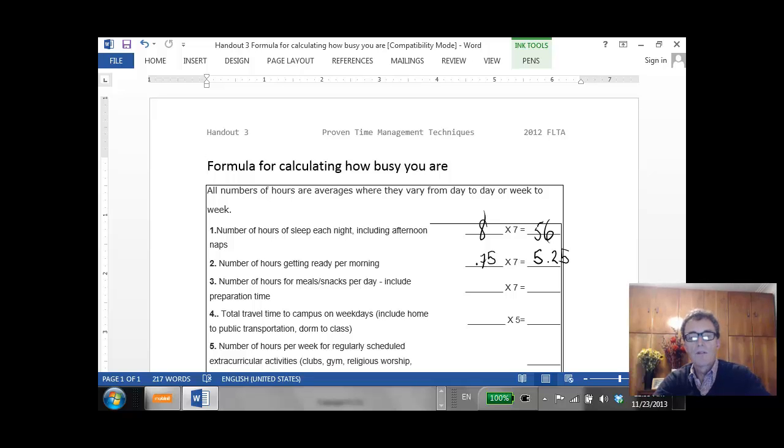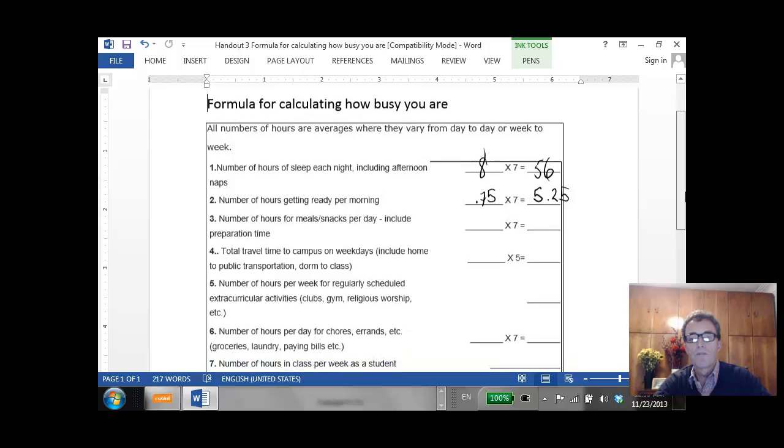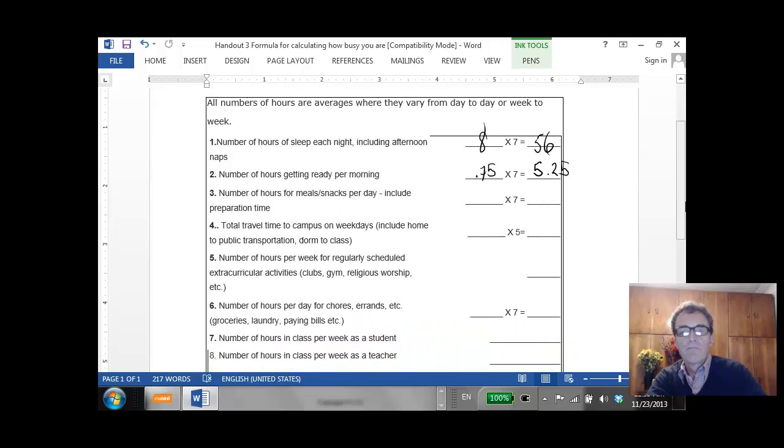Number 3, the number of hours for meals and snacks, including preparation time. So if you cook, you're going to have to put more hours for number 3. Let's say that you spend 15 minutes for breakfast, 30 minutes for lunch, and an hour for dinner. That's 1 hour and 45 minutes. And let's say that you also spend half an hour or an hour cooking. So that's 2 hours and 45 minutes per day. So 2 hours and 45 minutes would be 2.75, times 7, and then you'd get your number.